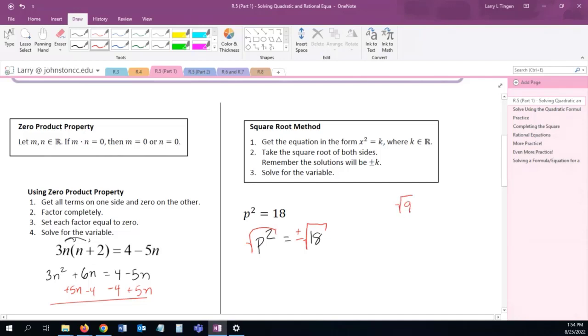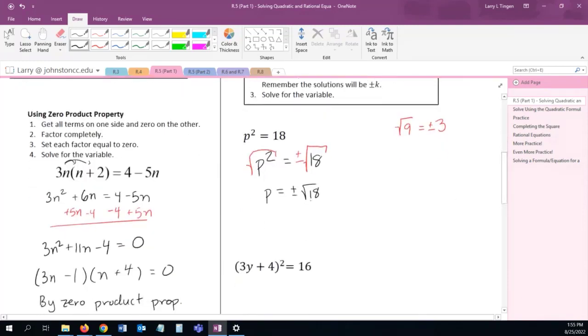Okay, so think about that for a second. Just come over here to the side and think for a second. The square root of 9, that's not just 3, is it? 3 times 3 is 9, but negative 3 times negative 3 is also 9. So if I take the square root of a real number, I have to consider both the positive and the negative answers. And that's what that second line there says. Remember, the solutions will be positive and negative k. So what have I got? I now have my variable p is equal to positive and negative square root of 18.